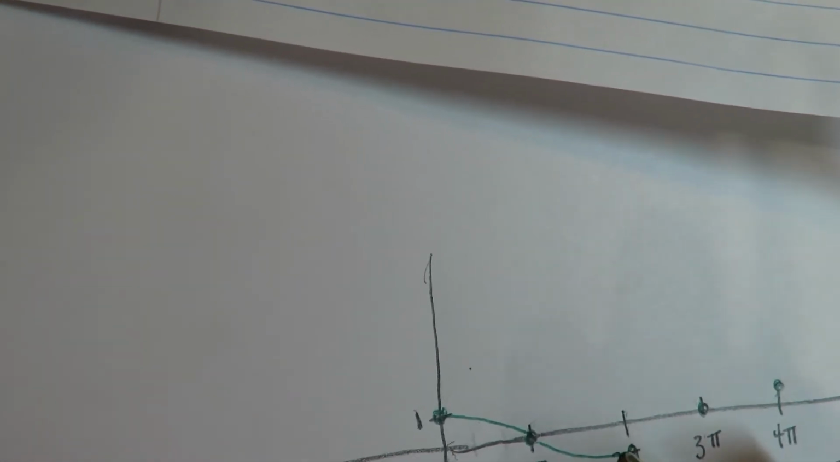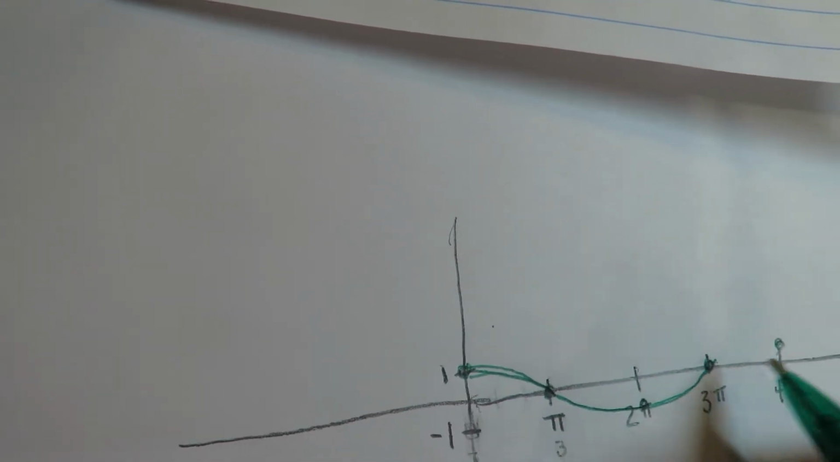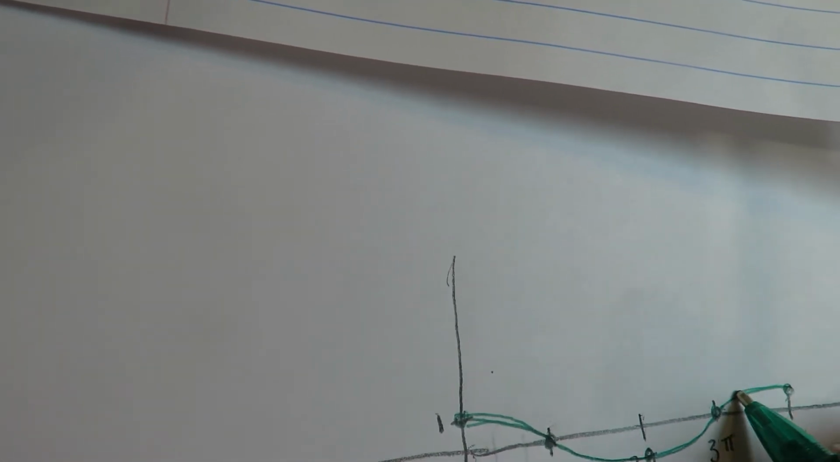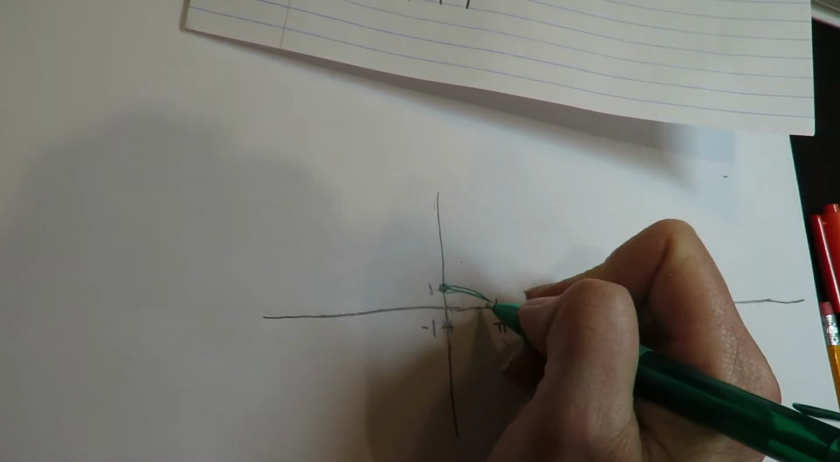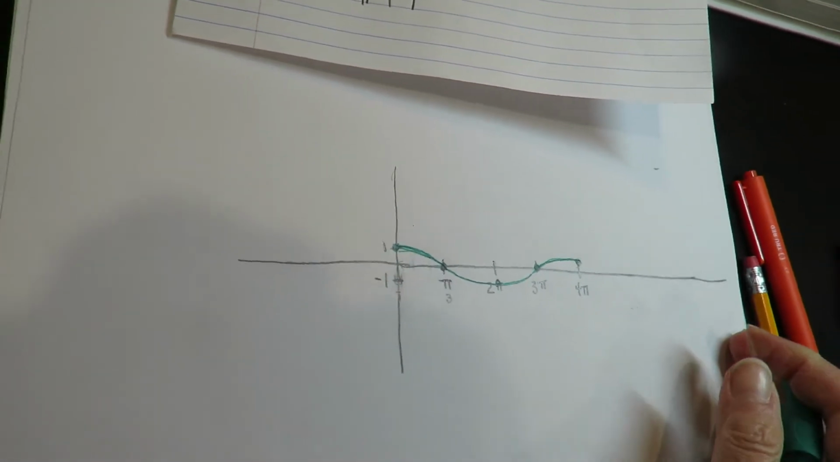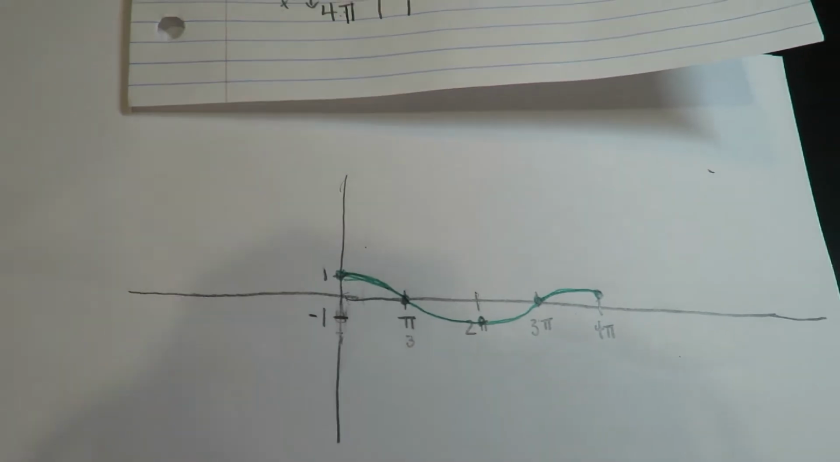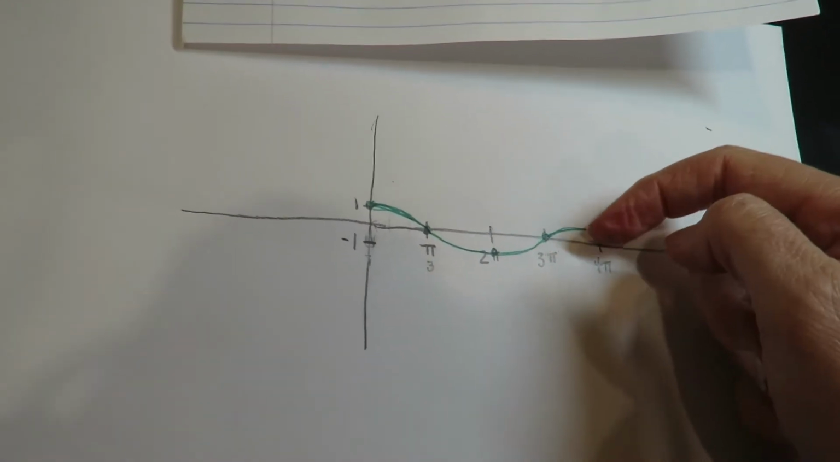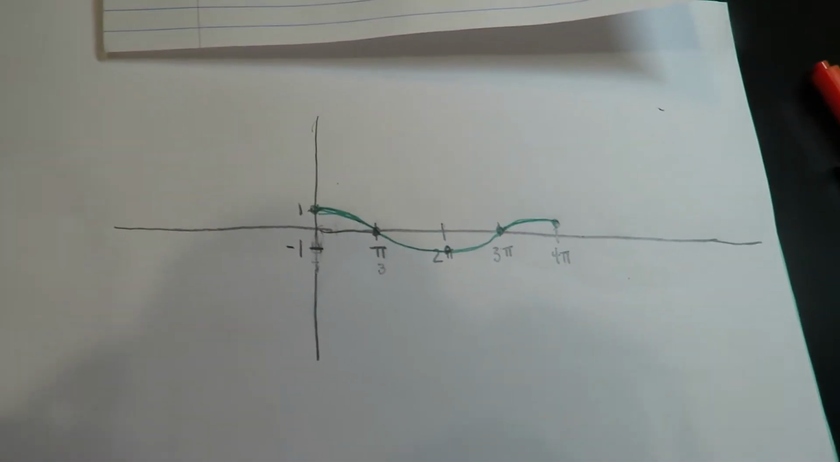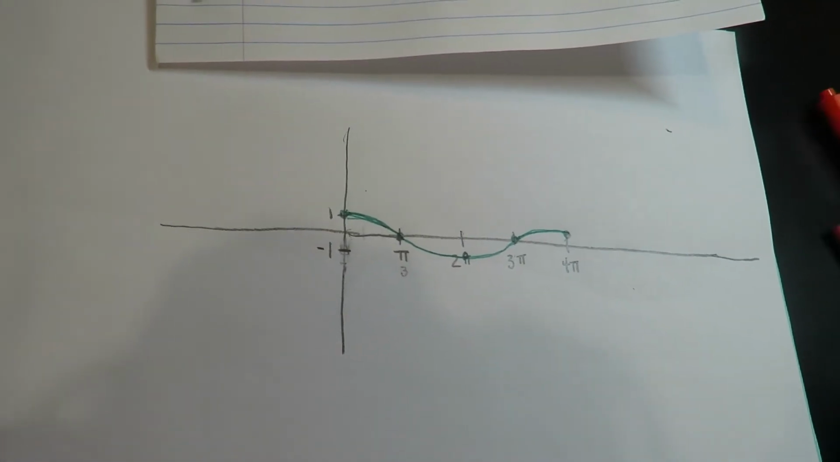Try to get the concavity right. It bends downward, bends upward. That's called concavity, a bending feature. In calculus, that's the second derivative, the concavity. This is called concave up. This is called concave down. You'll learn all about that when you go into calculus.